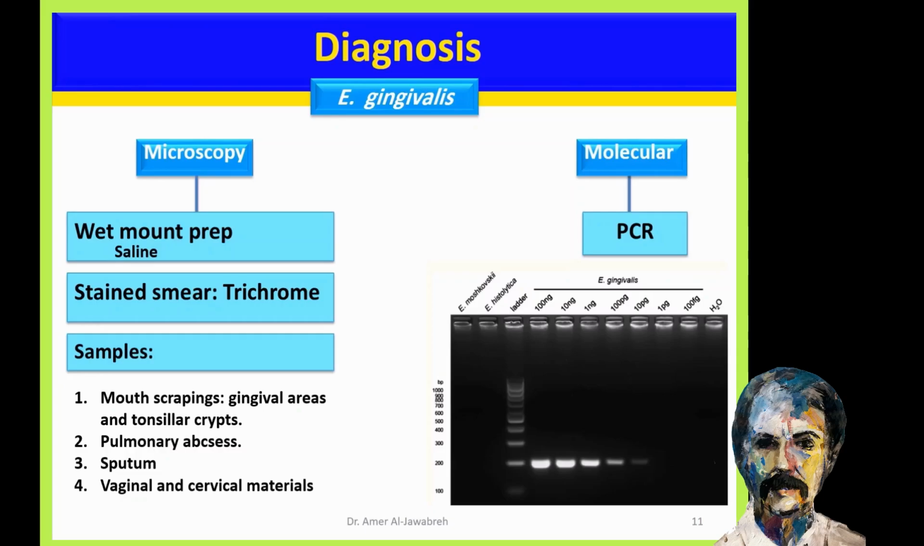And plus, it has also been isolated from the vagina, so vaginal and cervical material. So in the mouth and the vagina, few cases or rare cases. Because it's rare, they call it oral amoebiasis, not vaginal amoebiasis.